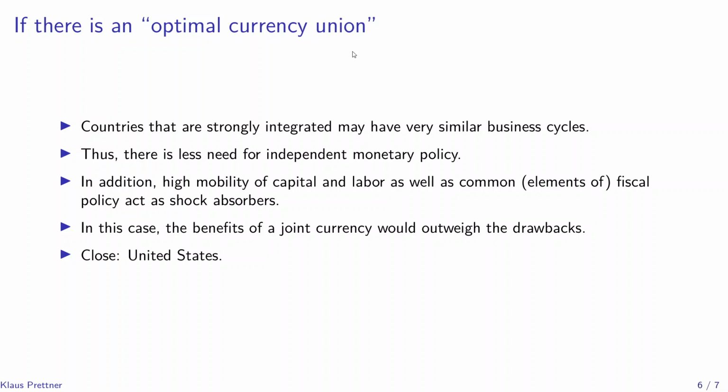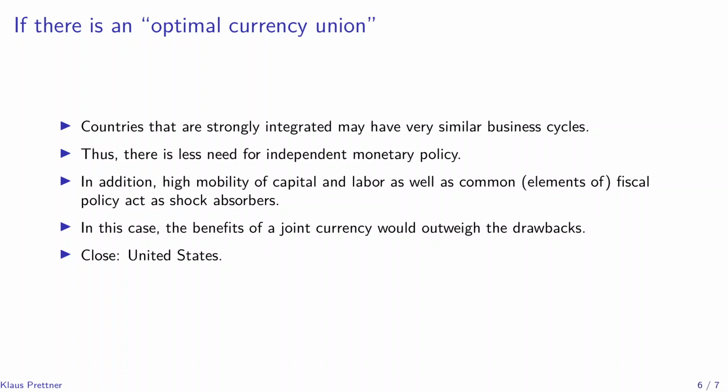And the second situation is if there is an optimal currency union. That's when countries have very integrated business cycles, so very similar business cycles that would not necessitate independent monetary policies. There would be less need for independent monetary policies if the business cycles are very synchronized. Also, if there is high mobility of capital and labor, then this is a shock absorber. If there are recessionary tendencies in one country, then labor would move out, for example, to a booming area, and that would increase the wages in the area where people move out, and that could be such a shock absorber.